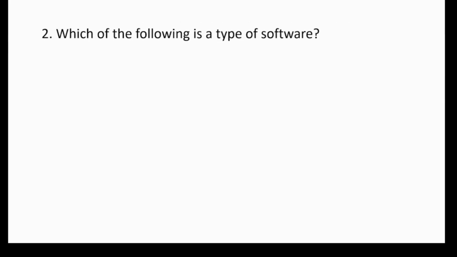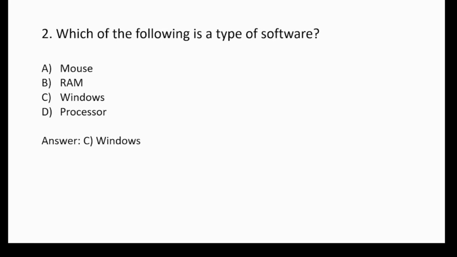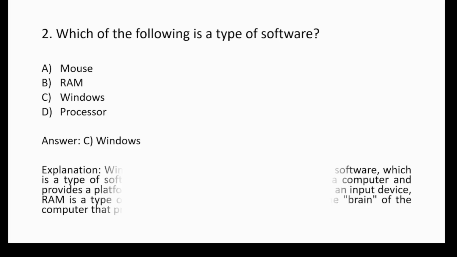Question number 2. Which of the following is a type of software? Option A, mouse. B, RAM. C, Windows. D, processor. Right answer is option C, Windows.